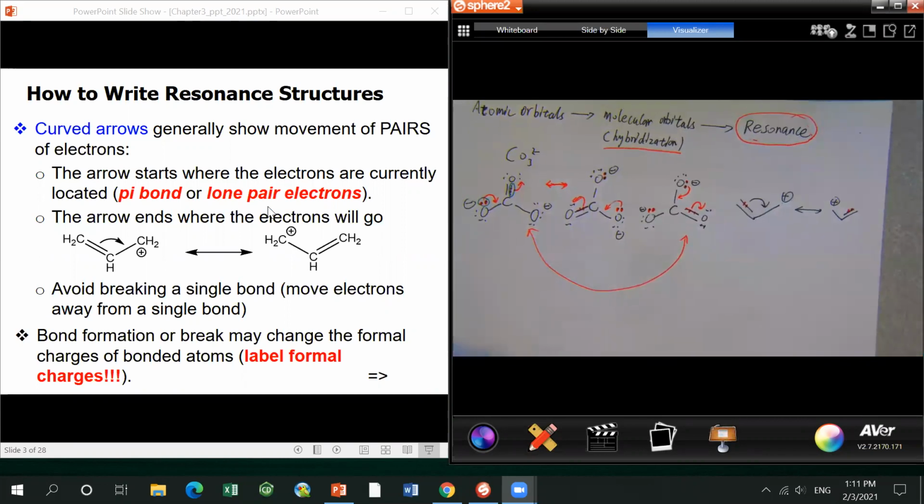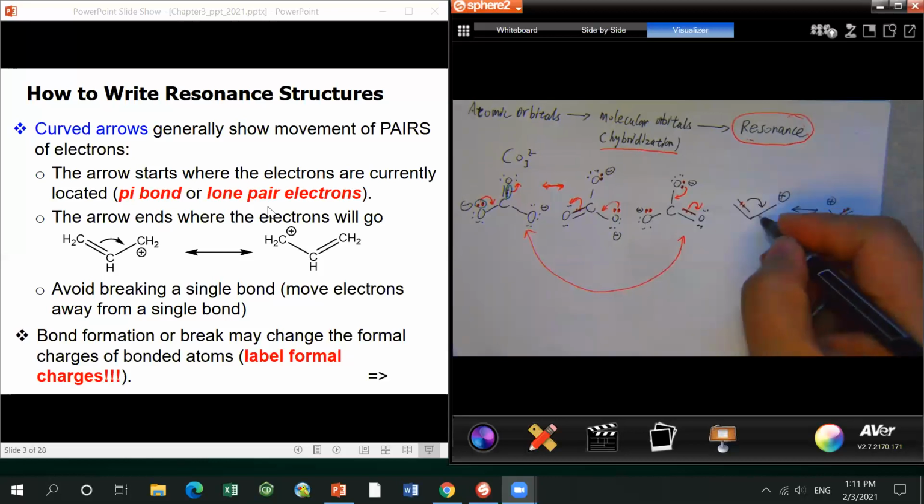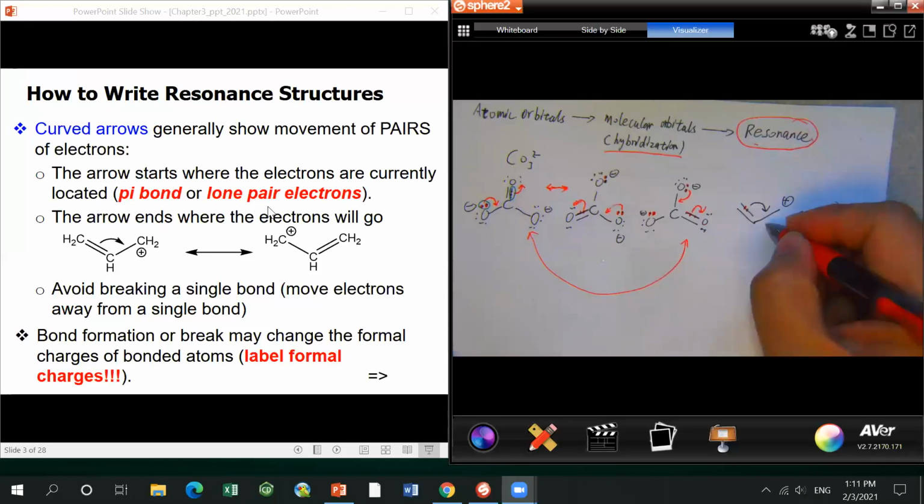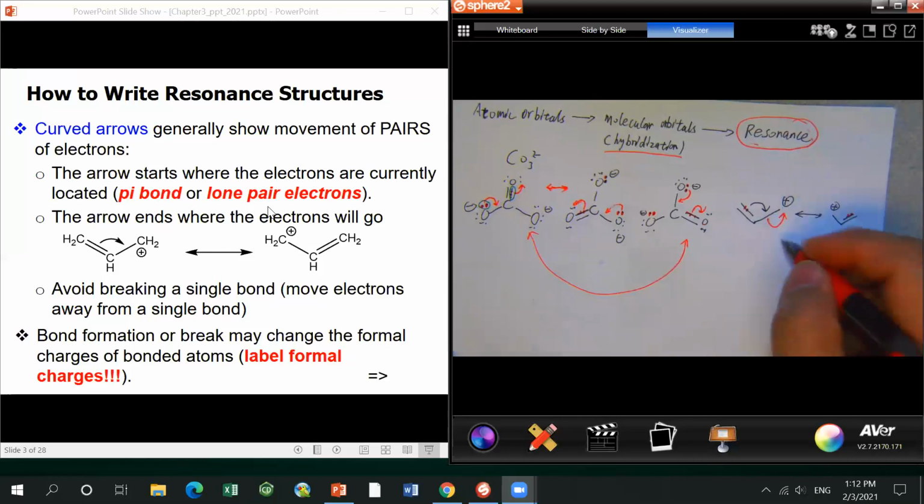One case to keep in mind: you can never break up a single bond. For example, for this one, that's a single bond, so you cannot move electrons away from a single bond. If I want to move this electron to the terminal carbon, that's wrong, because this carbon and this carbon are connected only by this single bond. If you move it away, you break up the molecule, and it won't be the original molecule anymore. So that's something to keep in mind.